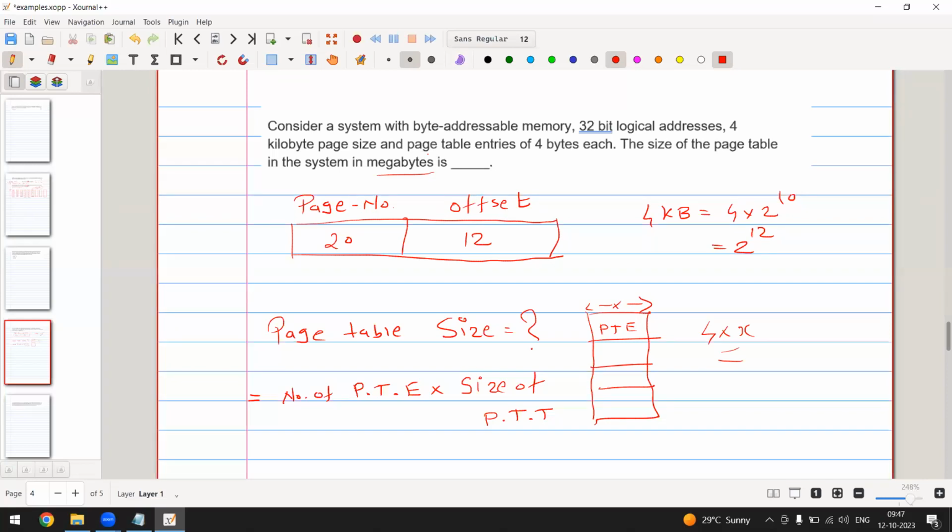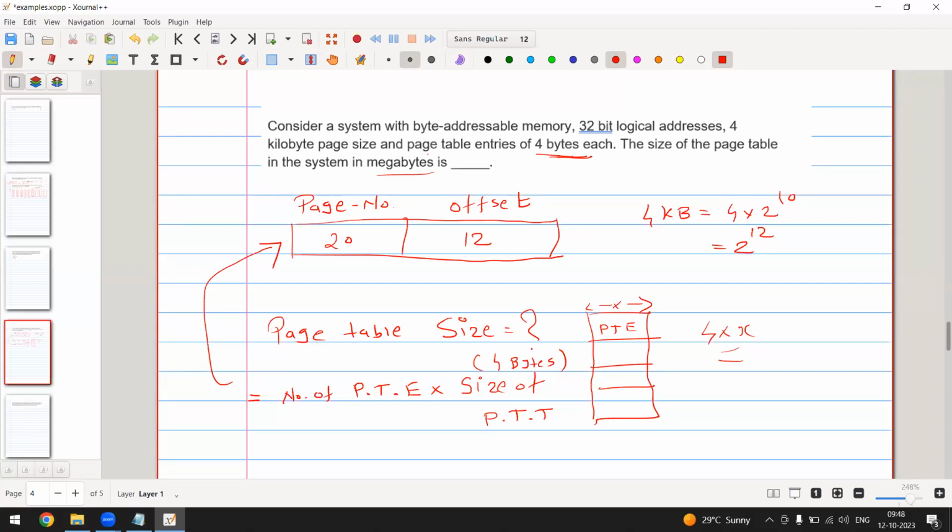the size of the page table entry is already given to us, that is 4 bytes, right? Number of page table entries that we have to determine. So from this logical address, you can see that the page number field is of 20 bits, right? So how many page table entries are possible? 2 raised to 20, right?